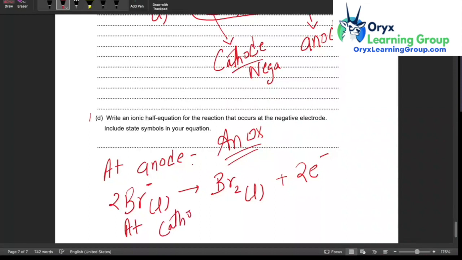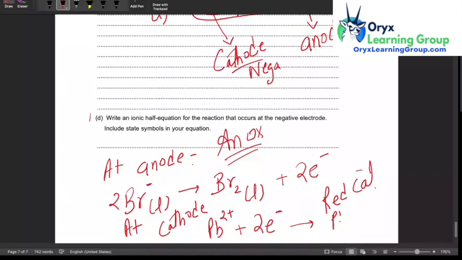Cathode is negatively charged. Now remember this like red cat. So reduction at cathode. So at cathode, reduction happens. So basically, Pb2 plus, which are positively charged, they will come to cathode and they will accept electrons. So they will undergo reduction. So it will form Pb. Are you clear with this or no?